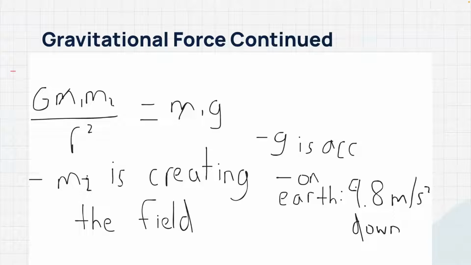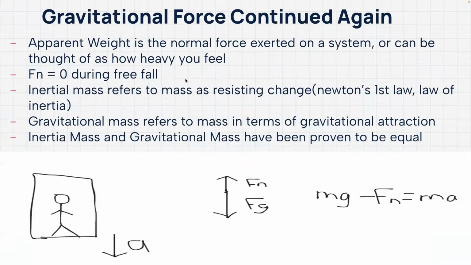And on Earth, this equation will be 9.8 meters per second squared on average. Basically, it will be 9.8 meters per second squared.